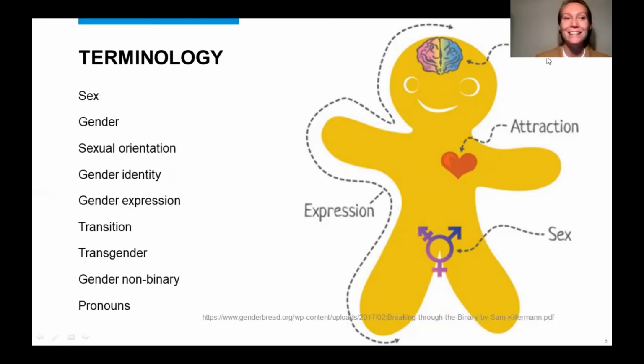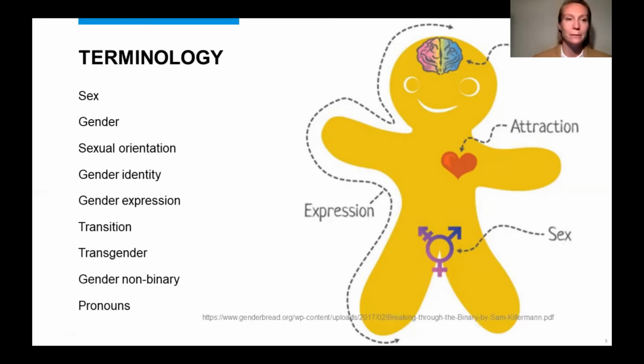The first term here on the list on the left is sex. This refers to the anatomic expression or the physiology of somebody's body. This is often also described as sex assigned at birth. It's typically based on the anatomic features that are observed in a baby when they're born. So that's why here you can see that this description is pointing to a person's genitalia.